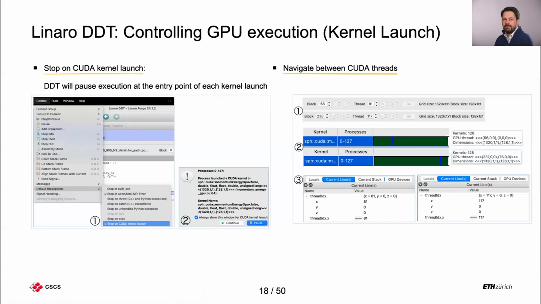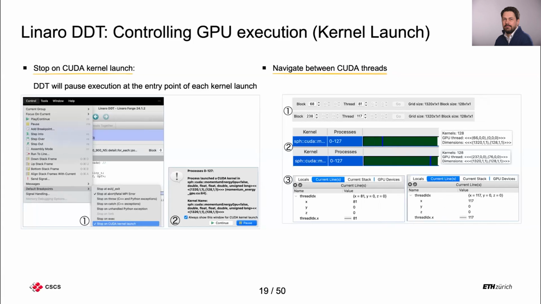Here, I'm just showing an example of how to navigate between CUDA threads. So you can use the navigation control or the kernel progress view, and then you can compare the values between blocks.